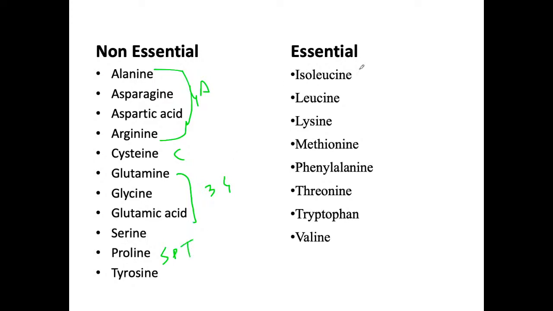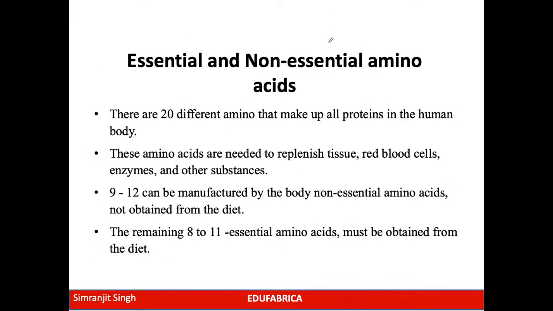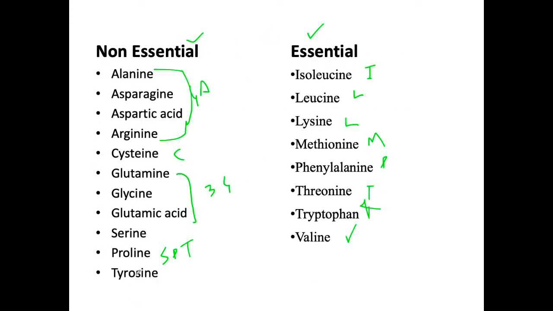And in the case of essential amino acids: isoleucine, leucine, lysine, methionine, phenylalanine, threonine, tryptophan, and valine. In this way, your non-essential and essential series will be completed. These essentials we require from our outside diet, whereas the non-essential ones are manufactured in our body, so we do not require them from the outside diet.